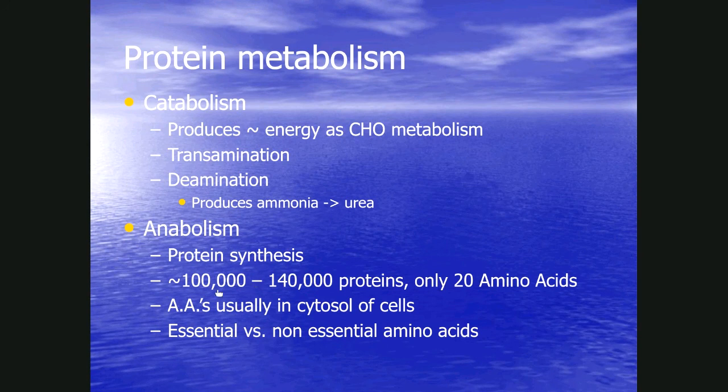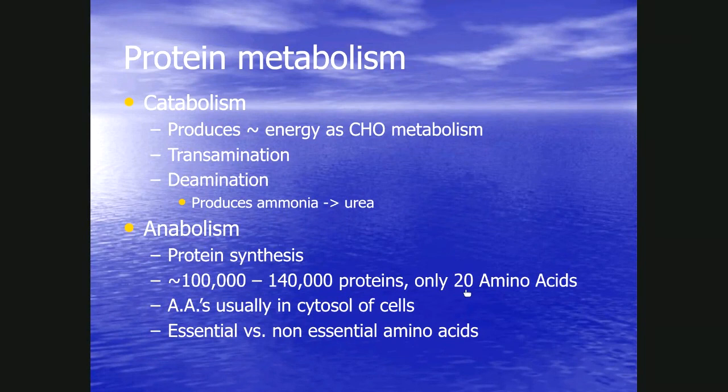Now, this number has changed. This is old school, 100,000, 140,000. I've seen 300,000 proteins that we've identified that our body can make recently. And so our body can make hundreds of thousands of different proteins. And again, we can just build them out of amino acids. Now, there's more than 20 amino acids in nature, but we as humans only tend to use 20. So there's actually a couple more, but we only use 20 of them.